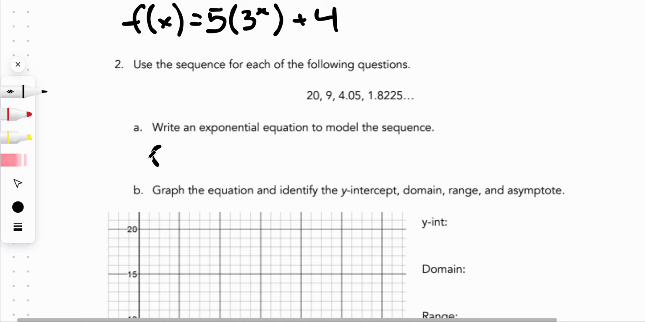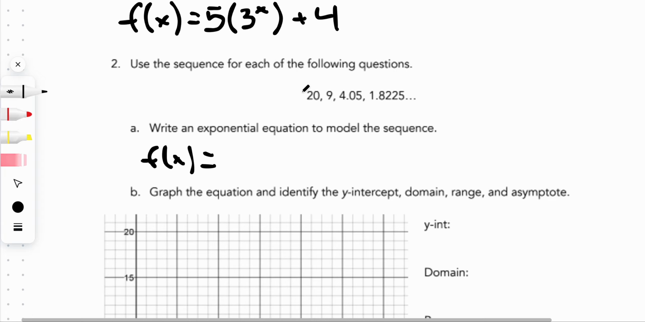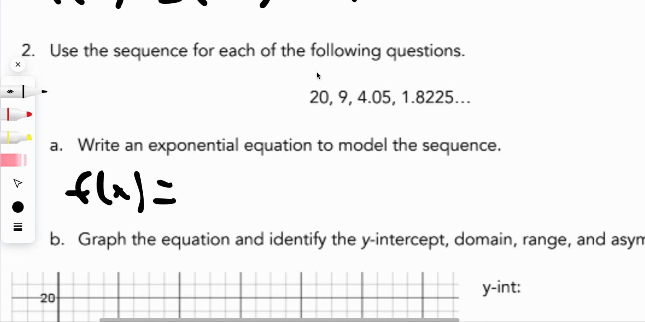So let's write down f of x. Here we could say 20 is our first value, n equals 1, and then 9 is our second value, n equals 2. But I'm actually going to zoom in a little bit and say this is 0. My bad, this is 1. This is 2. This is 3. So we could say this is our first value, n equals 1, but we're not in this case. Either works.